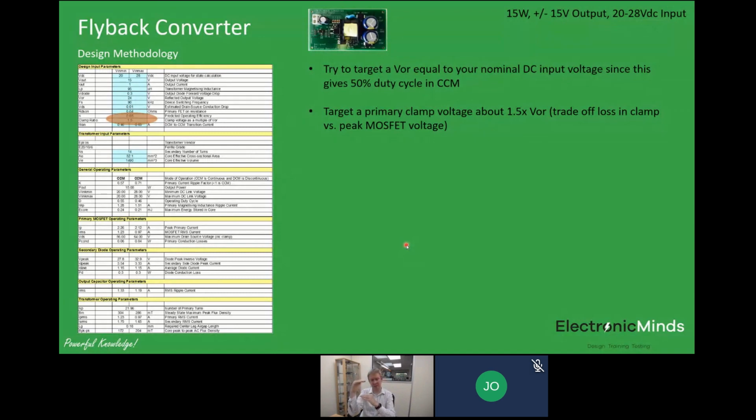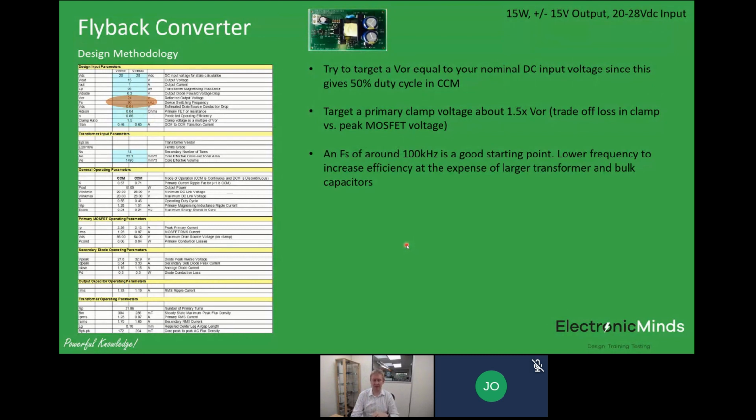If you reduce that ratio too much and bring the clamp down to be close to the VOR, you get this weird sort of 1 upon X type relationship, whereby a bigger and bigger proportion of the energy that you were hoping would freewheel through to the secondary side, a bigger part of that actually leaks out into the primary side clamp. So you get a hit on efficiency. It's a bit of a balancing act, but a starting point of about 1.5 times VOR is a good point to target for your clamp voltage.